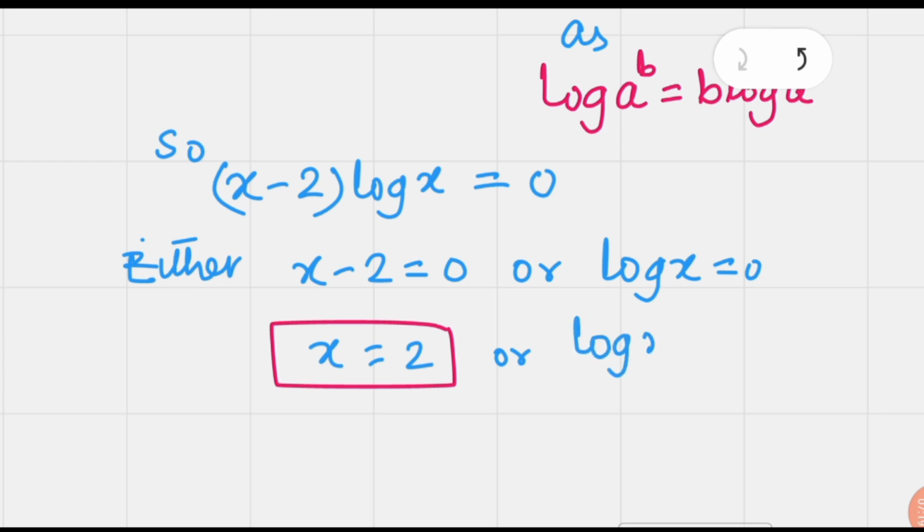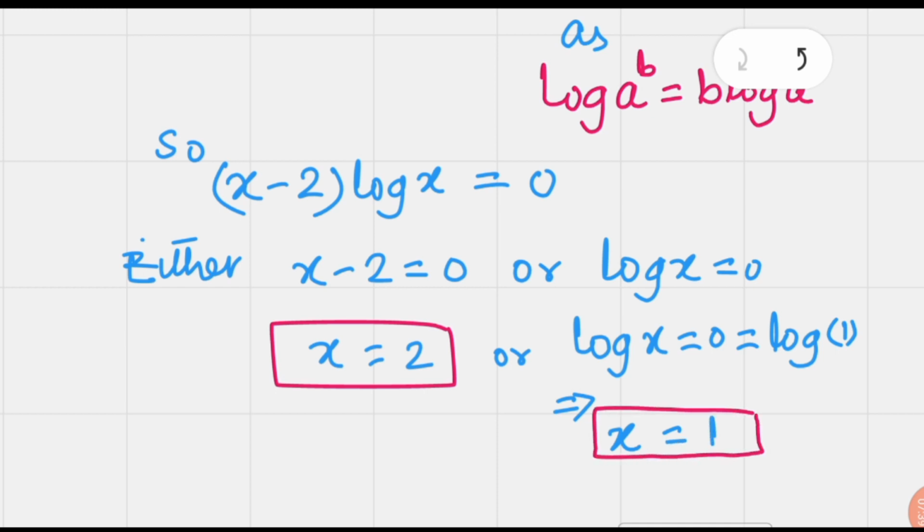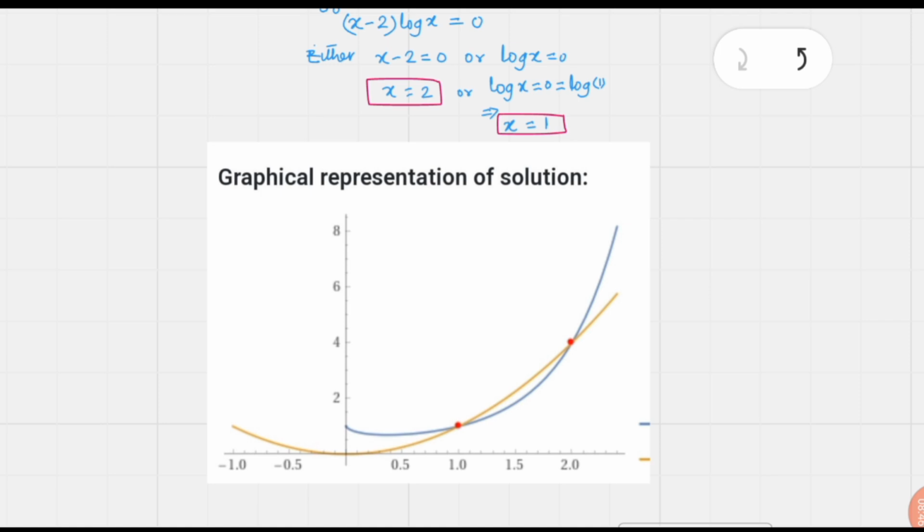Similarly, for the other solution, we seek log x equals 0, and we know that log of 1 is also 0. So the arguments of both must be the same because of their same value. Thus, x is equal to 1 as well. So the other solution is that x equals 1.